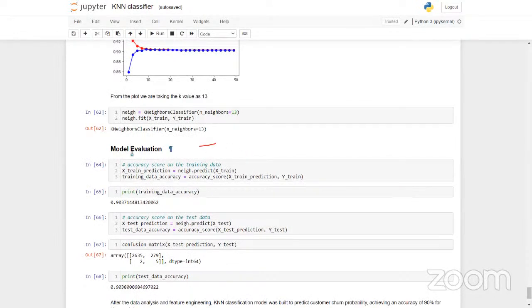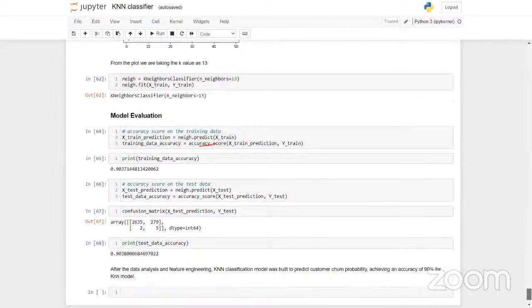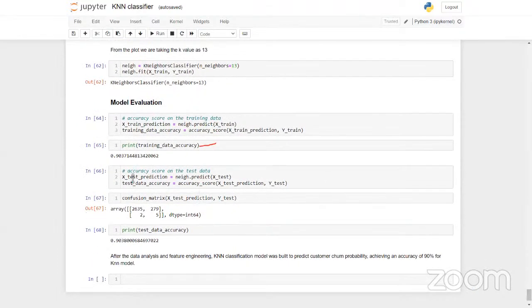And then we have done a model evaluation. In this, we found on training data, our accuracy is coming out to be 90.3. On our test data also it is coming out to be 90.3. So same accuracy we can find here. So we say that the model is right fit.